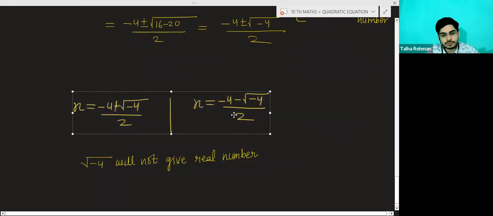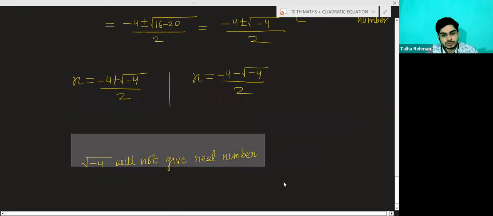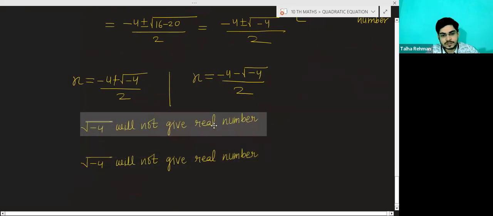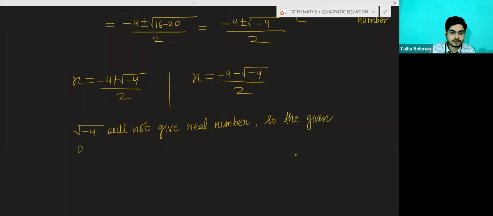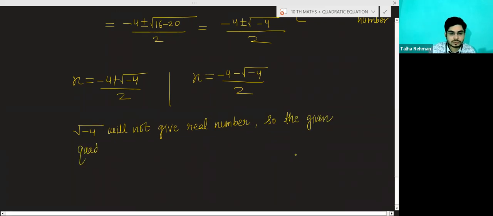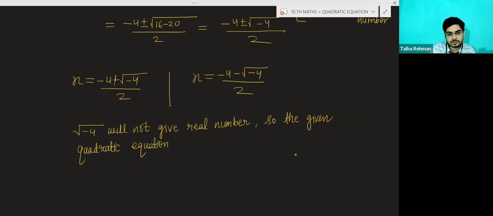So this equation does not have real roots. Okay, so the given quadratic equation does not have real roots.